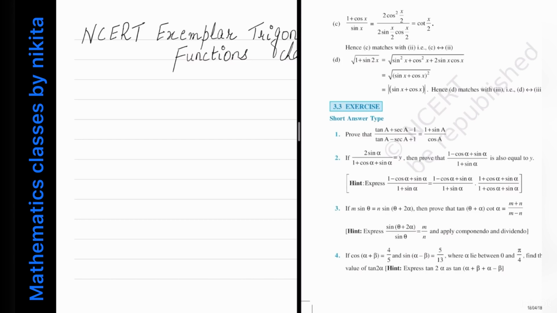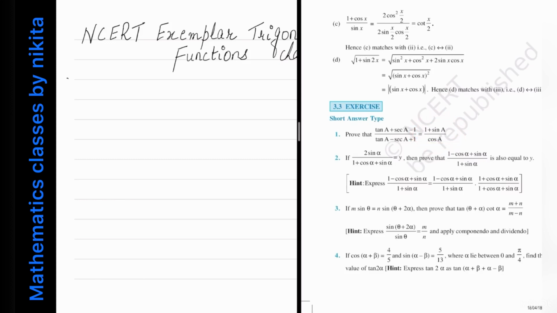So the first question, first we have some short answer type questions. So question number 1, but I request you all that before going through this you just revise all the formulas, because when you solve the questions all the formulas of trigonometry should be on your tips. Okay, so question number 1, prove that (tan A plus secant A minus 1) divided by (tan A minus secant A plus 1) is equal to (1 plus sin A) divided by cos A.